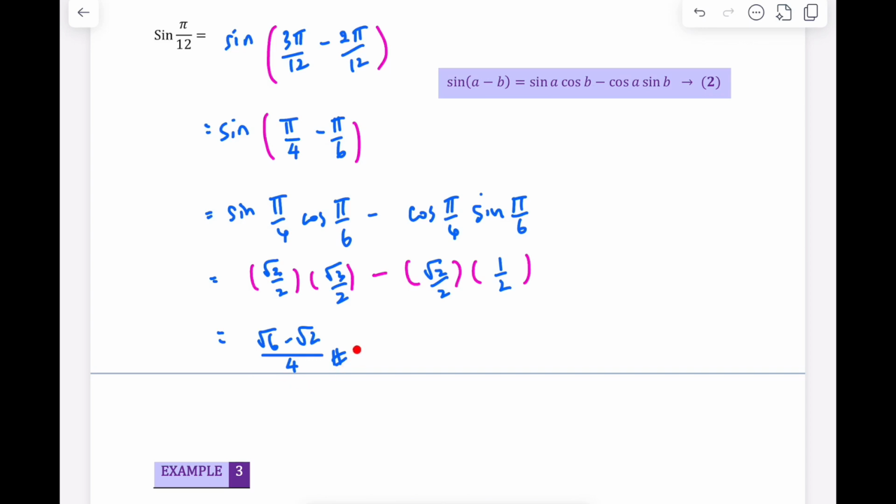So let me remind you again, if the question is in radian, make sure all of the calculation inside will also be in radian.